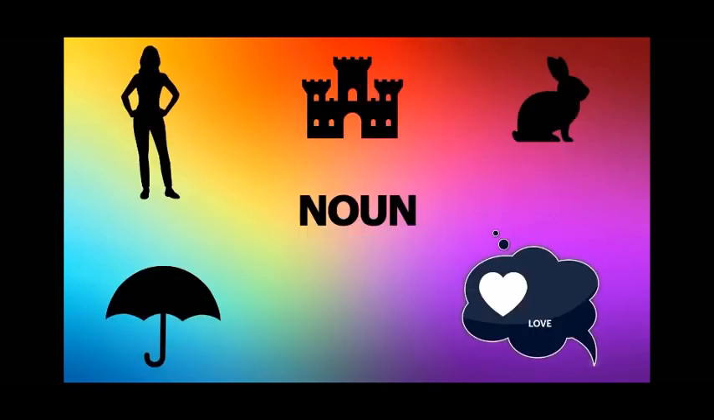Now, what are nouns? A noun is also called a naming word. Why? Because a noun is a word which is used as name of a person, place, animal or thing. A noun can also describe an abstract idea.